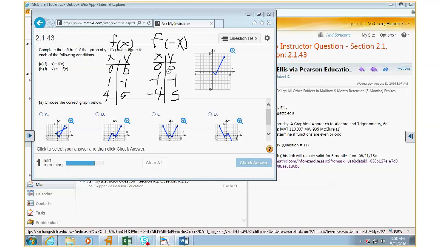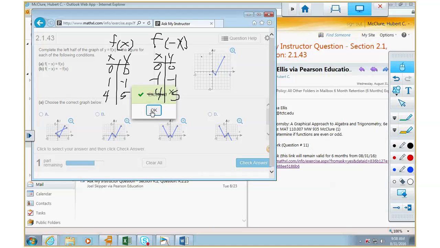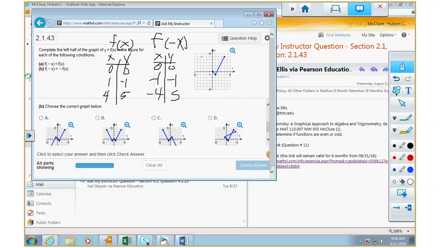So let's plot these points. 0, 0 is right there. Negative 1, negative 1 is right there. And of course, negative 4, positive 5. So we got a W. And we feel good about ourselves. Now you do this one.